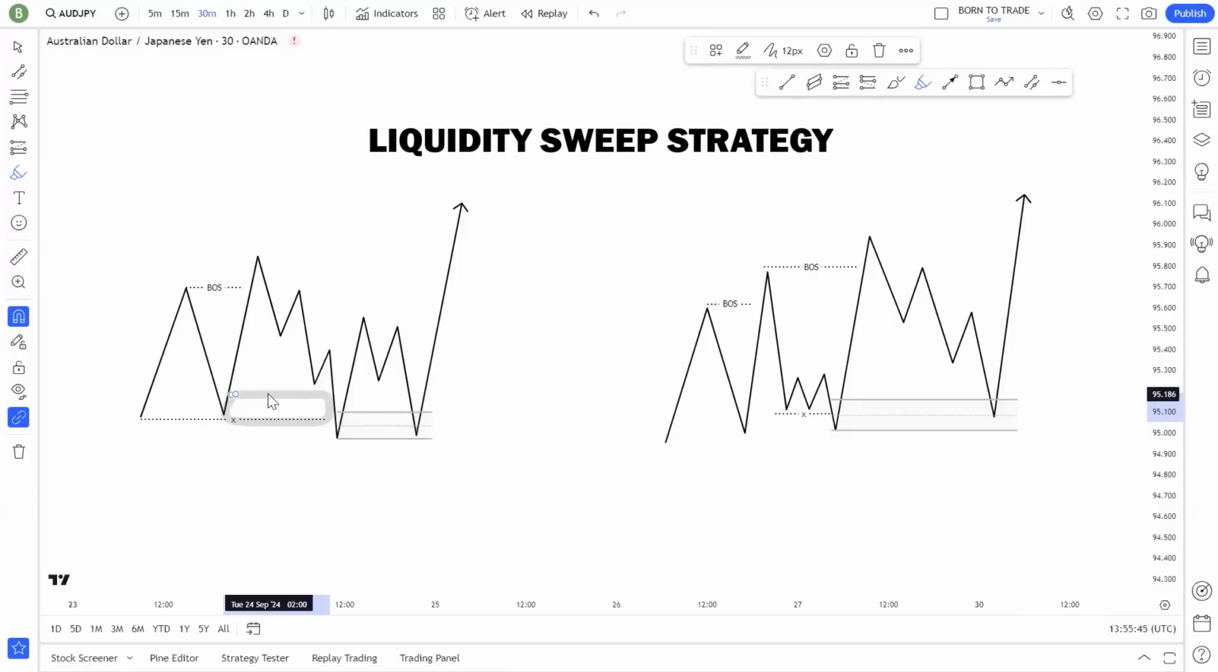Now, what is smart money doing? They are building liquidity. A lot of orders are resting at this particular area. A lot of money is resting at this particular point in the markets. A lot of money. Now, since they have the intention of buying, yes, they want to buy in this case.